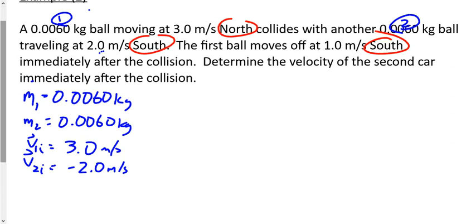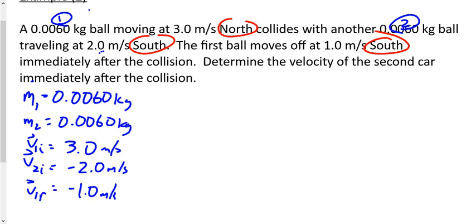What do we got here? The first ball moves off at 1.0 to the south, so something's going to be negative 1.0 meters per second. What is that? Is that V1 or V2? It's V1, yeah. And is that V1I or V1F? The velocity, the first ball moves off after the collision. That's going to be V1F, right?